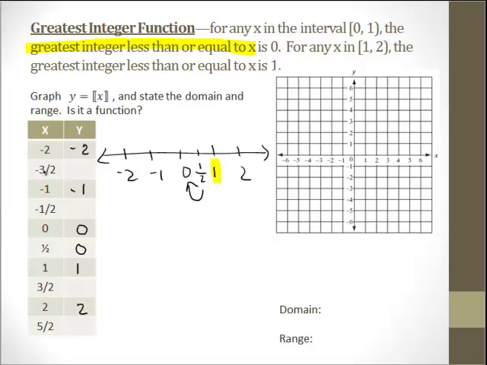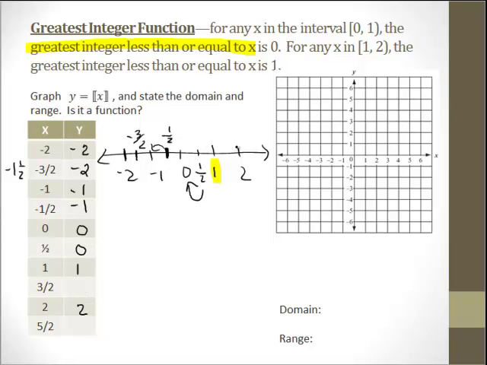However, what if you have negative 3/2? Negative 3/2 is negative 1.5. Negative 1.5 is here. What is the greatest integer just less than negative 1.5? That would be negative 2. How about negative 1/2? Negative 1/2 is here. What is the greatest integer just less than negative 1/2? That would be negative 1.